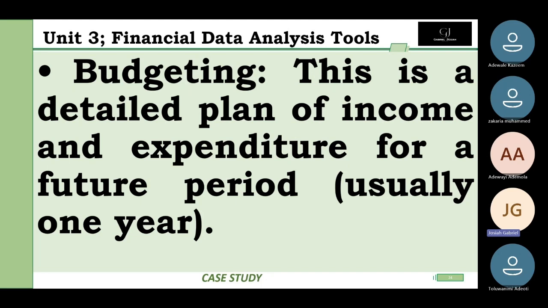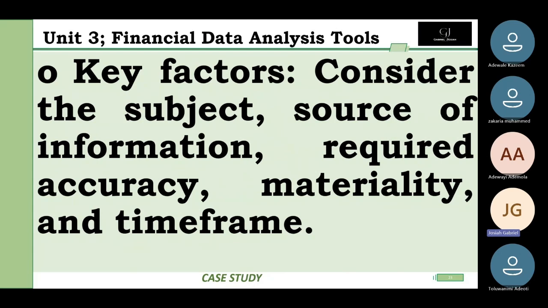We've seen questions in past case studies where you are asked to forecast for 5 years. You can't budget for 5 years. You can only budget usually for 1 year. So that is the major difference between forecasting and budgeting.